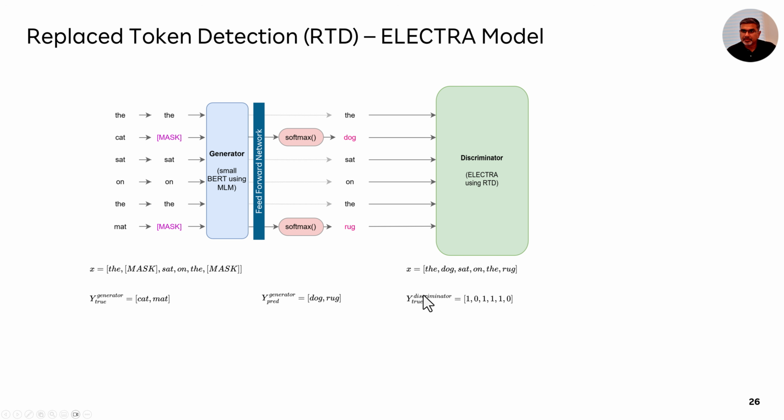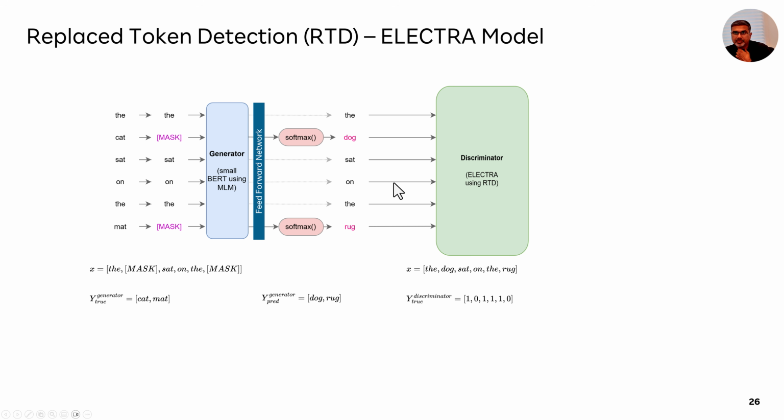So in the discriminator, the input becomes whatever is coming out of the generator's output. But the ground truth value for the discriminator is: is the first word the original word or has it been replaced? Is the second word the original word, original to the input training sample, or is it replaced? It is clearly replaced. These two are replaced. Is the third word the original word or is it replaced? It is not replaced.